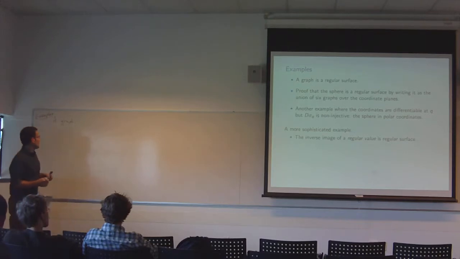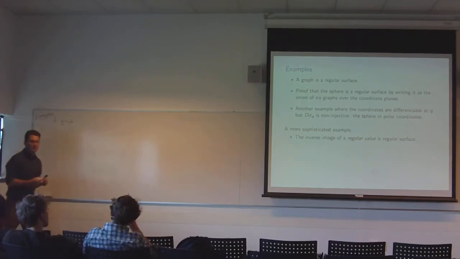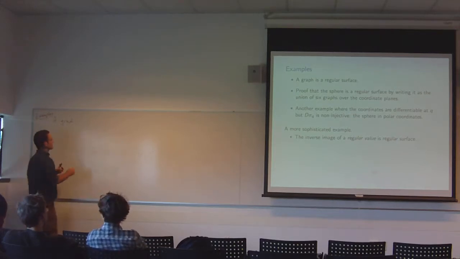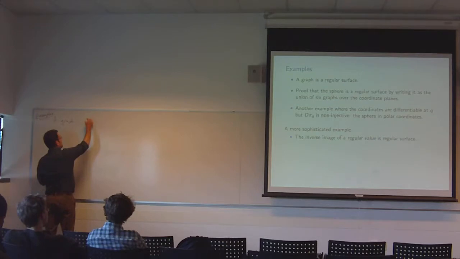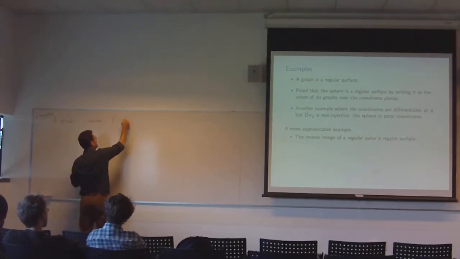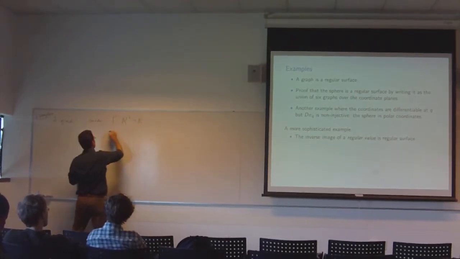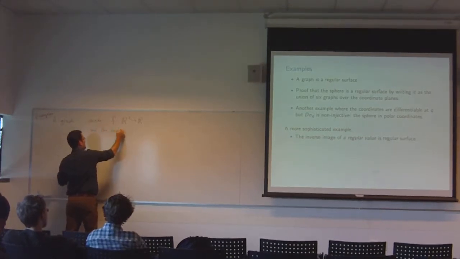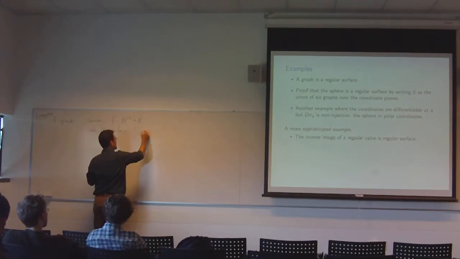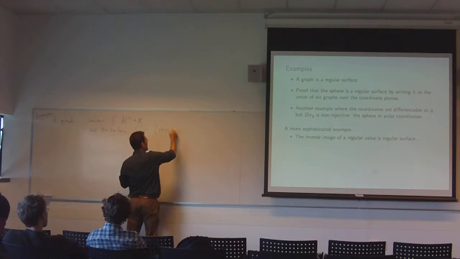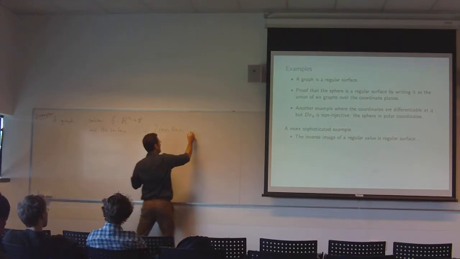I want to look at graphs because they're very simple surfaces and they're very familiar. Again, I don't mean graphs in the computer science sense of the word, I mean graphs in the mathematical sense. So let's consider some function f from R2 into R, and the surface S, which I'm going to define as the set of x, y, z triples where the last coordinate is f of x y.